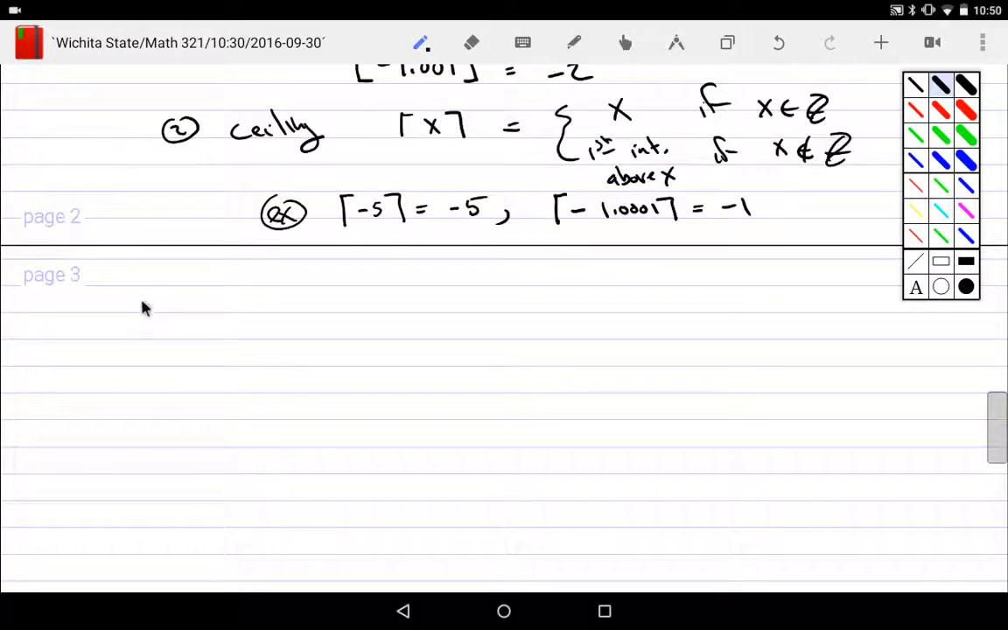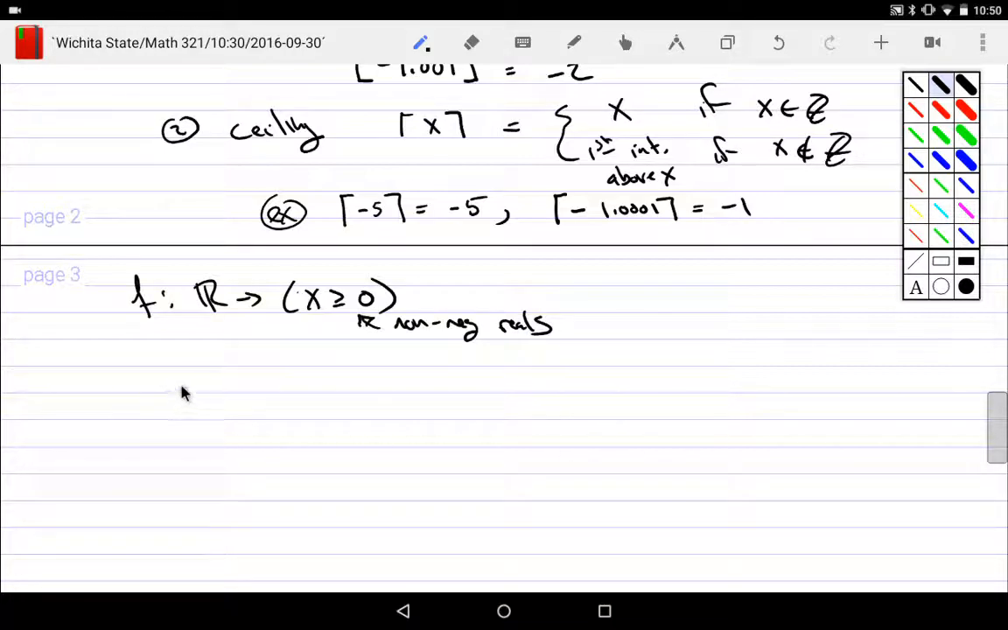Another one that everybody should know, from a real to numbers that are greater than or equal to 0, that would be the non-negative reals. What's the absolute value of x? If x is greater than or equal to 0, what does the absolute value do to it? What's the absolute value of 10? What about the absolute value of 1.1? So it doesn't do anything to it.